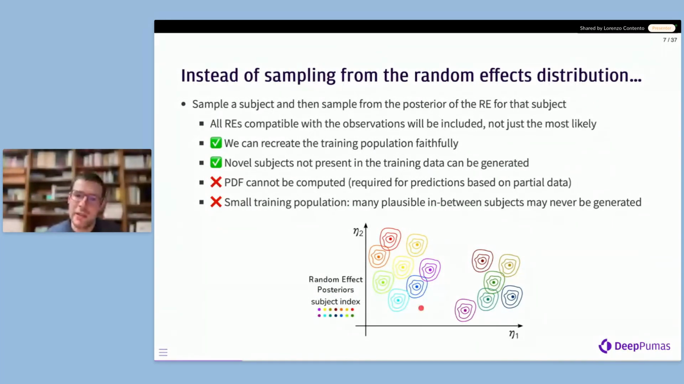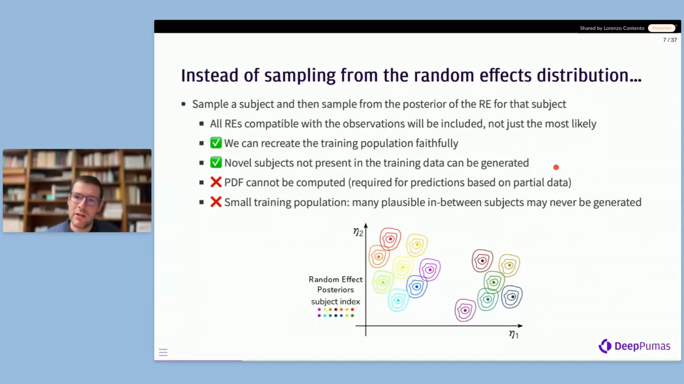If we consider then the union of all these posteriors, we get a better candidate for the random effects distribution. This will still recreate the training population faithfully because of the definition of posterior, and will also include novel subjects that are not present in the training data. However, there are still some problems. The first one is that the probability density function cannot be computed. This is a requirement, for example, if we are going to do prediction based on partial data. It is not a requirement if we are just interested in simulations.